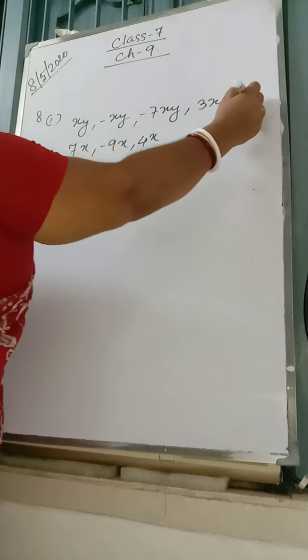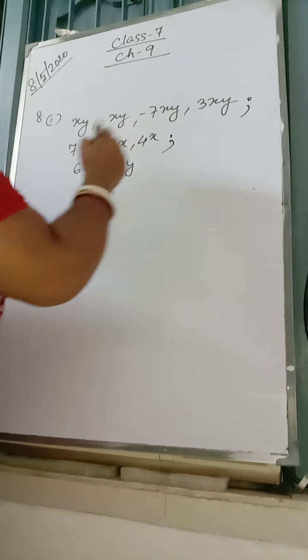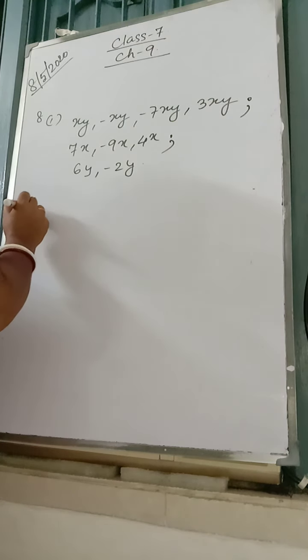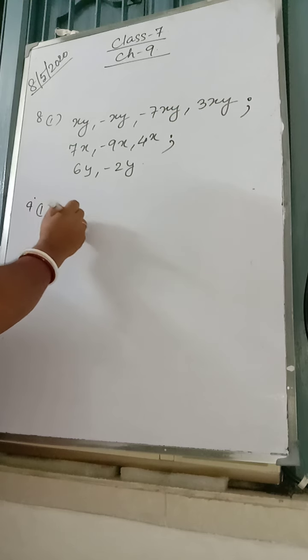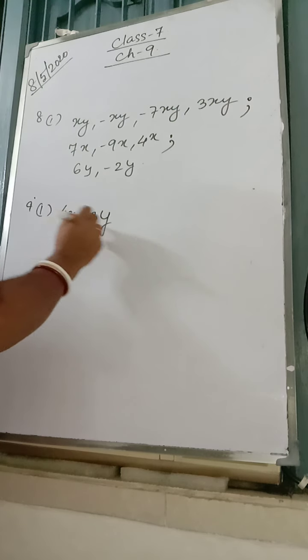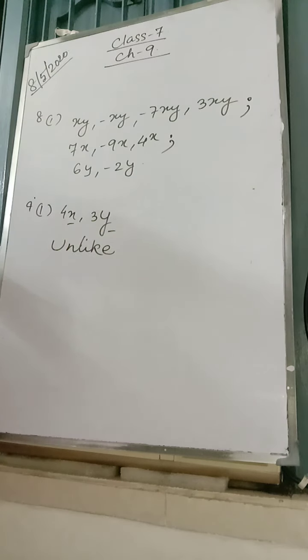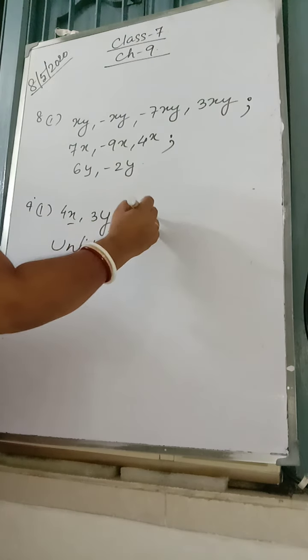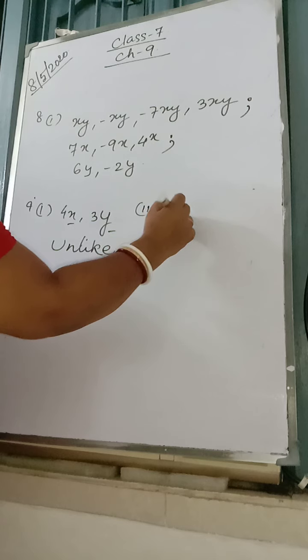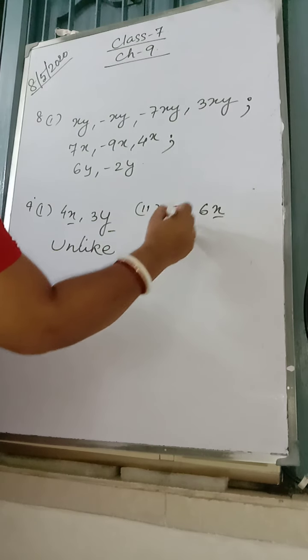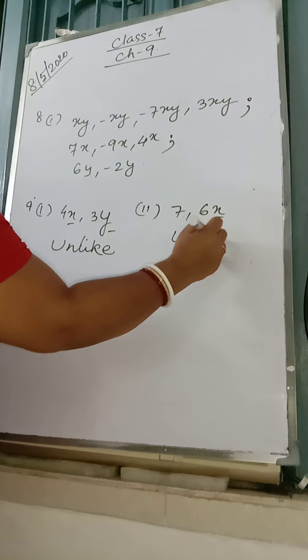Okay, you can write it using these semicolons. Down only you can write. Now number 9, state which of the given pairs are like or unlike. First one, 4x and 3y. What is this? xy, unlike. Number B, 7, 6s. Nothing. So it is also unlike.